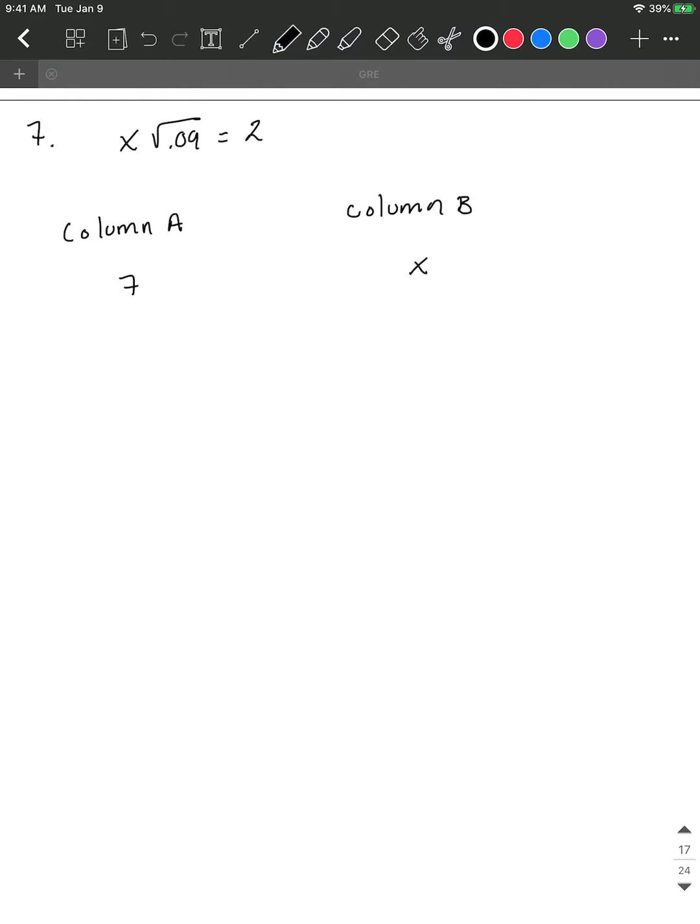So what we do is we go back to the original starting point. We're going to be looking at x times the square root of 0.09 is equal to 2, since that's our question. So they give us an equation which allows us to solve for x, and we can get a value which will help us understand what x could be.